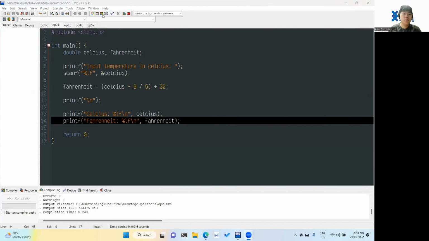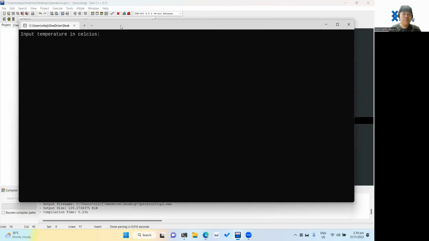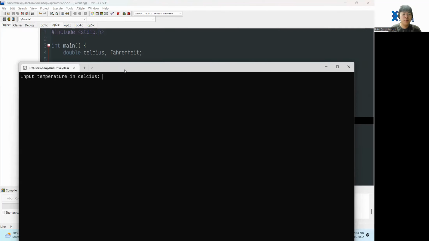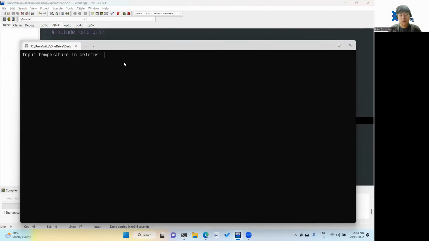You can also do decimals as well, since the data type here is double. So let's say 24.9. It will give you the answer of 76.82.